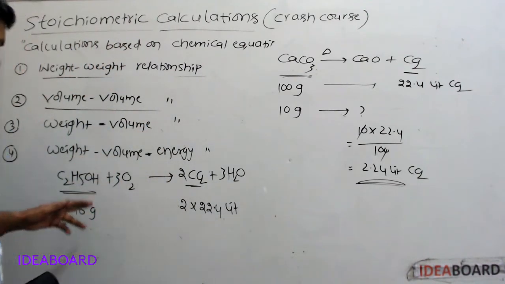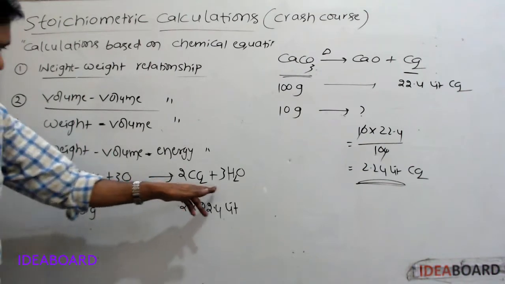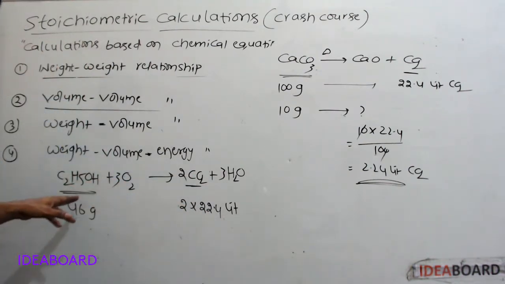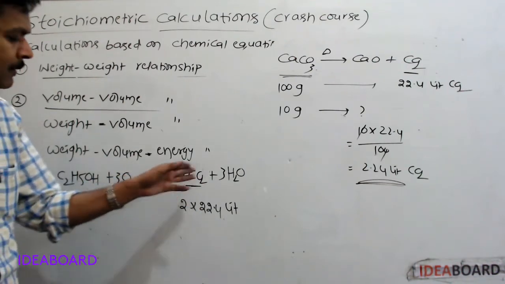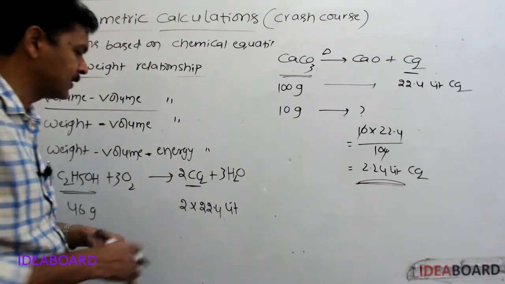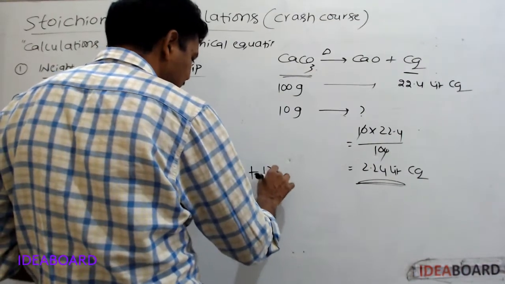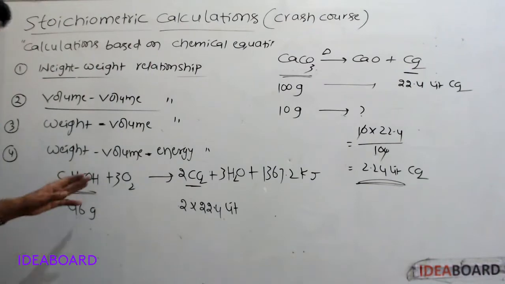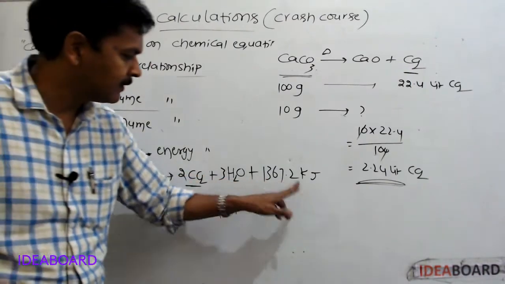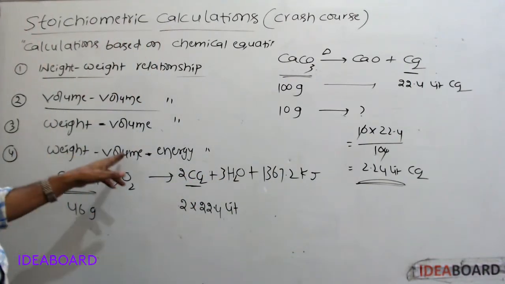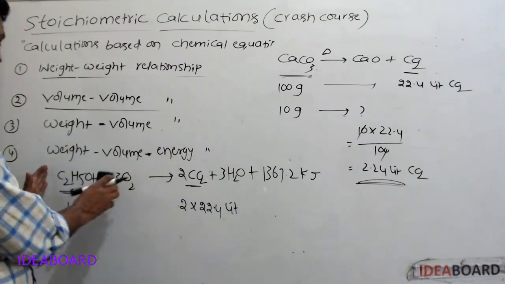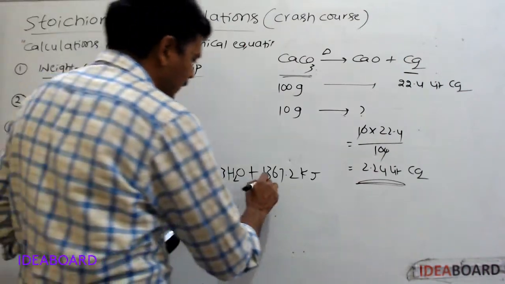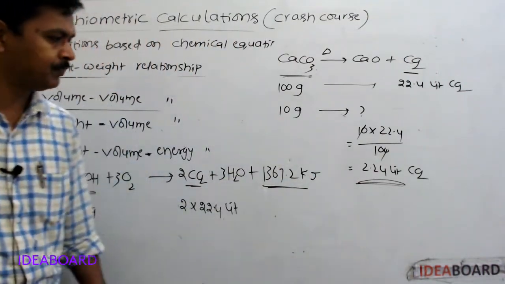During the combustion of 1 mole of ethyl alcohol, 2 moles of CO2 is liberated. 1 mole of ethyl alcohol means 46 grams. 2 moles of CO2 means 2 into 22.4 liters. Plus this much of energy is liberated. During this combustion reaction, this much of energy is liberated. Weight, volume, energy. For reactant, weight is mentioned. For product, volume is mentioned. And this much of energy is liberated.